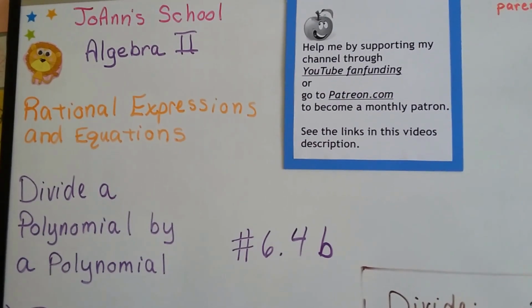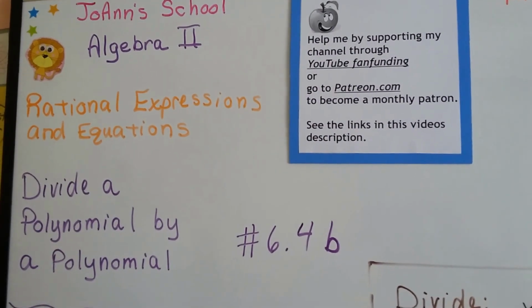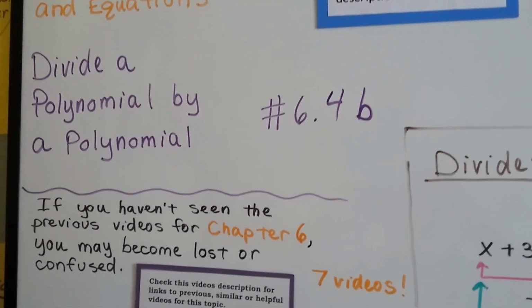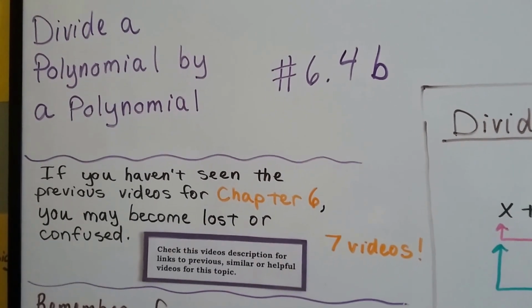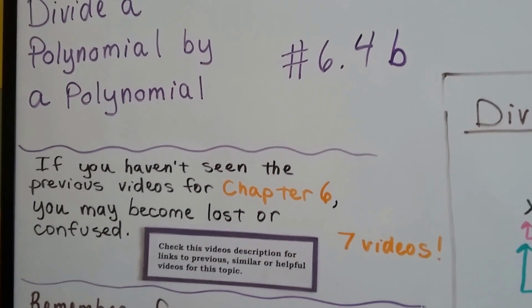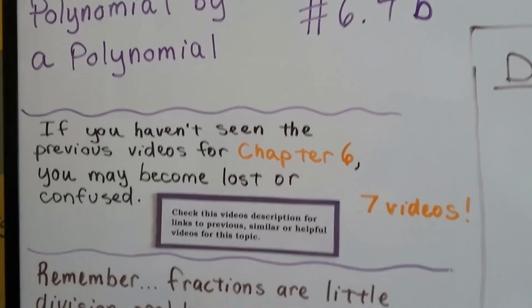Algebra 2 6.4b, divide a polynomial by a polynomial. In our last video, 6.4a, we divided by a monomial. And if you've missed any of the previous 7 videos, you need to go into this description and watch those. You might become lost or confused. You can just click on the links.